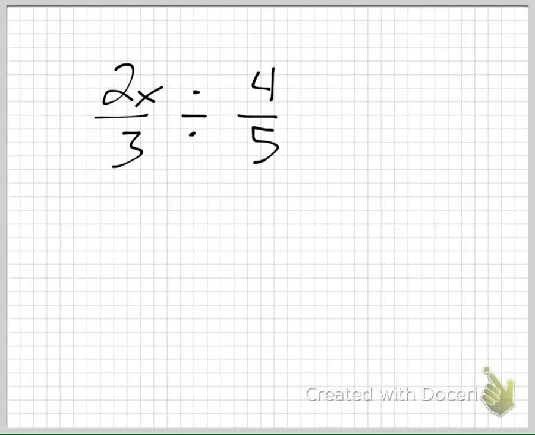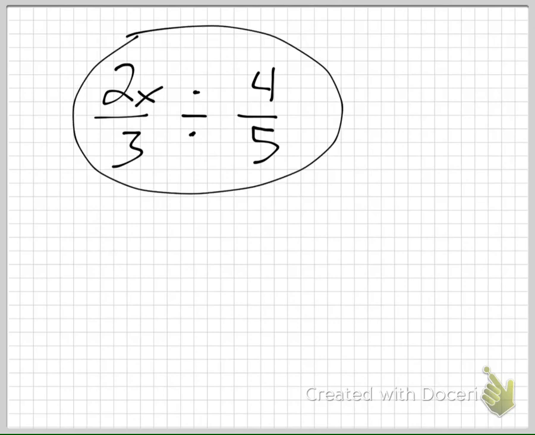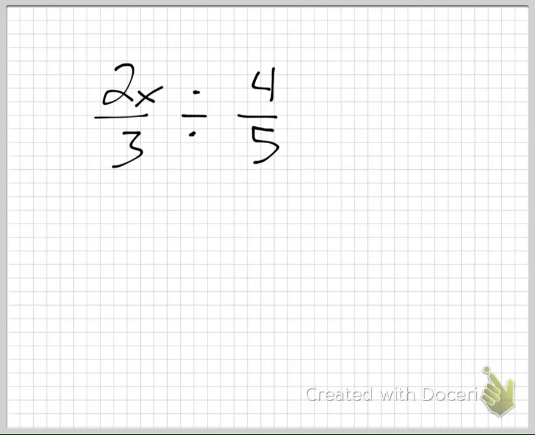So here, try one. 2x over 3 divided by 4/5. Do that for me, please. So how do I divide these fractions? You don't. That's the answer. You never divide fractions. You multiply by its reciprocal.